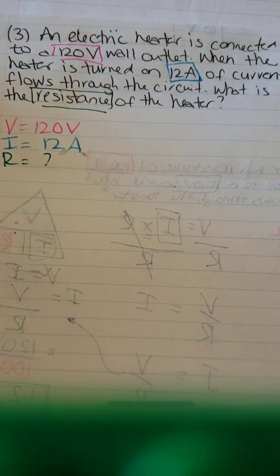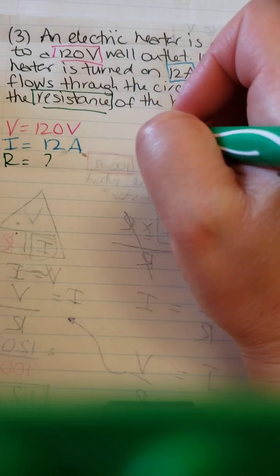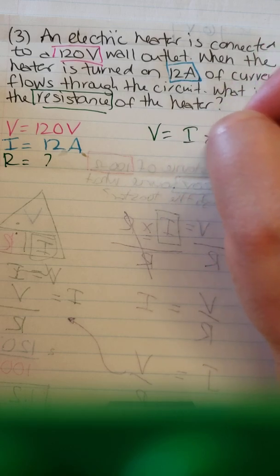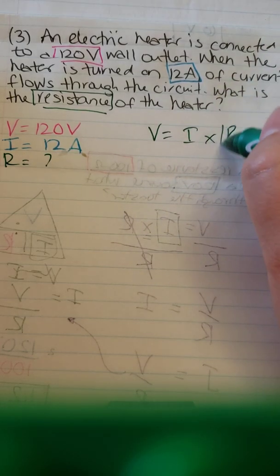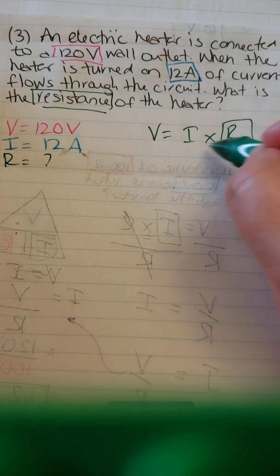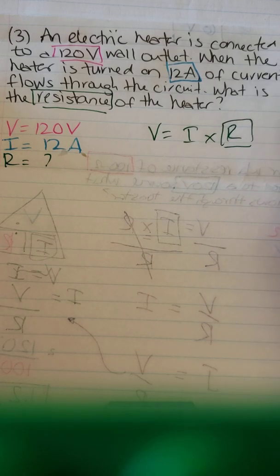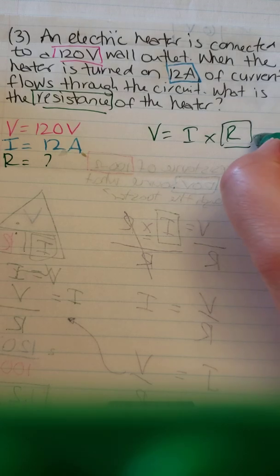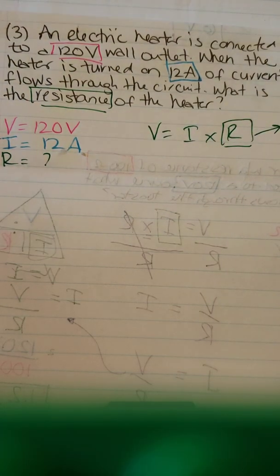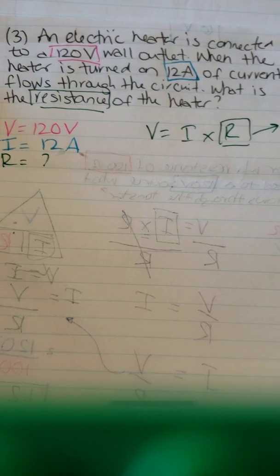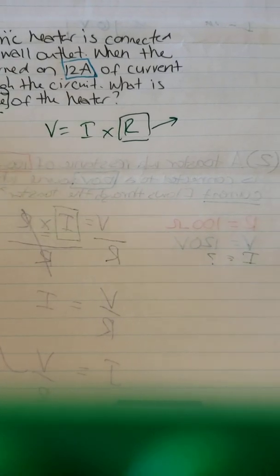So once again, the first thing that I do is I'm going to write my equation. V equals I times R. I notice that R is on the wrong side. I need to move it to be by itself. So once again, I can do the magic triangle, or substitution. We're going to start with the magic triangle first. Move my camera over. Here it is.